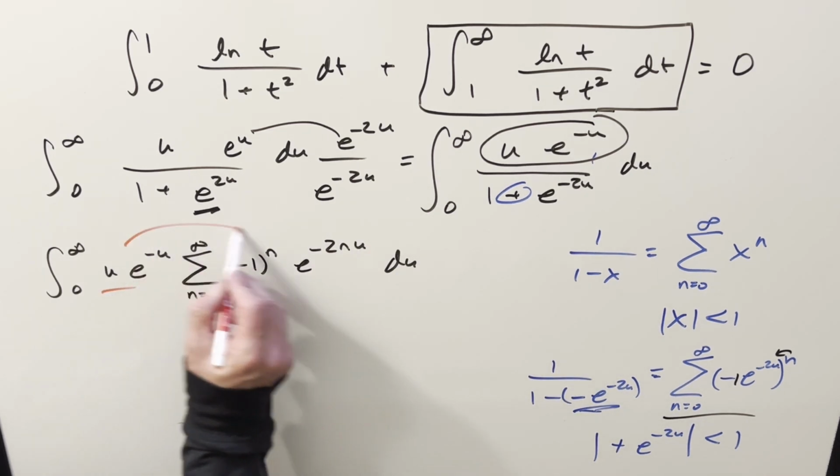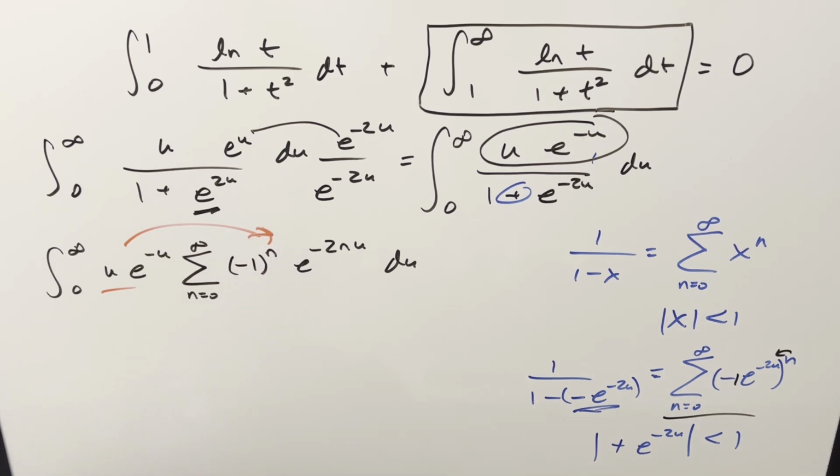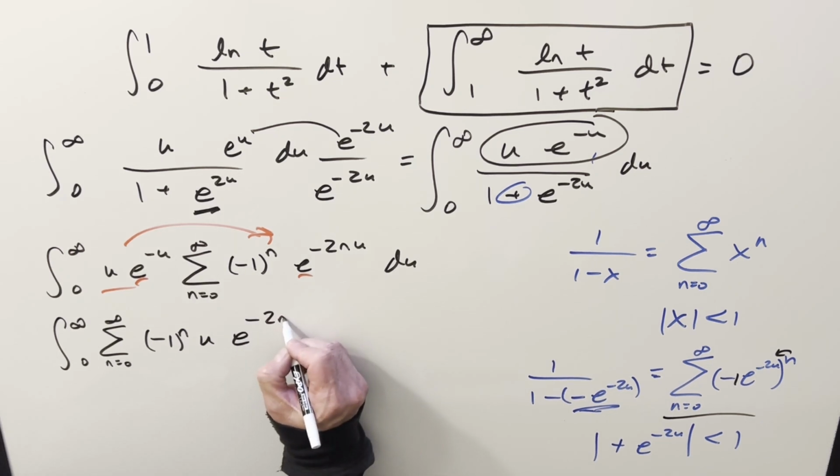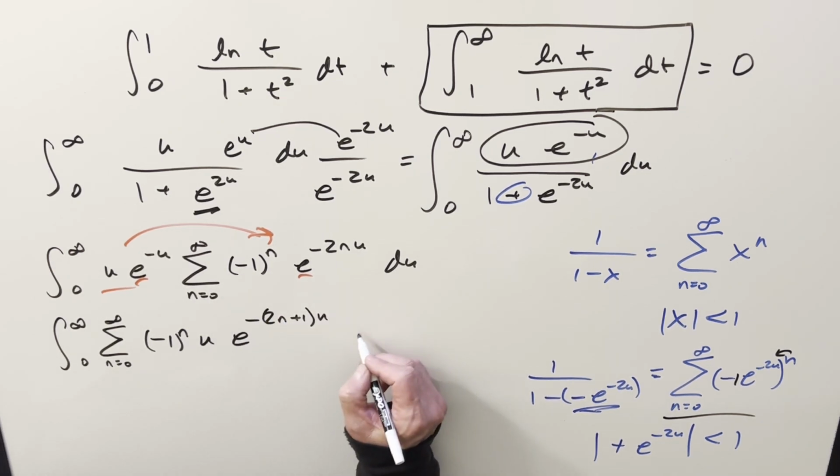Now let's take this and distribute it. We'll distribute everything in here. But now we have the same base here and here, so we can combine those together, and I can write this as e to the minus (2n plus 1)u du.